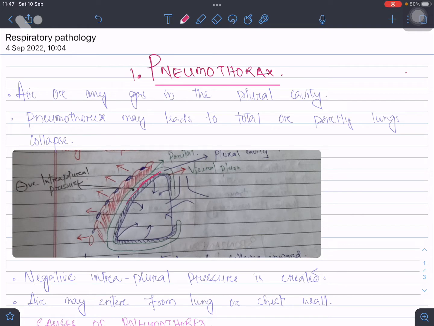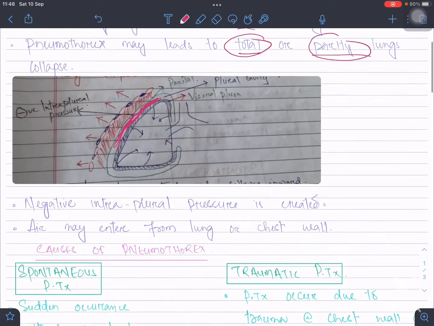We all know that pneumothorax is any type of gas or air present in the pleural cavity. Here, the pleural cavity is between the lung and the chest wall. If there is any type of gas present in it due to some pathology, that is called pneumothorax. Pneumothorax can lead to total or sometimes partial lung collapse.